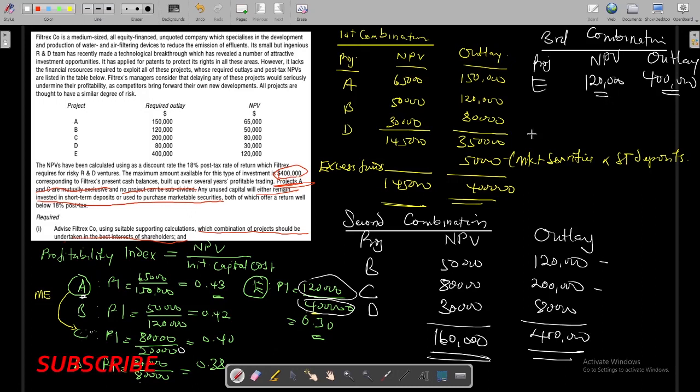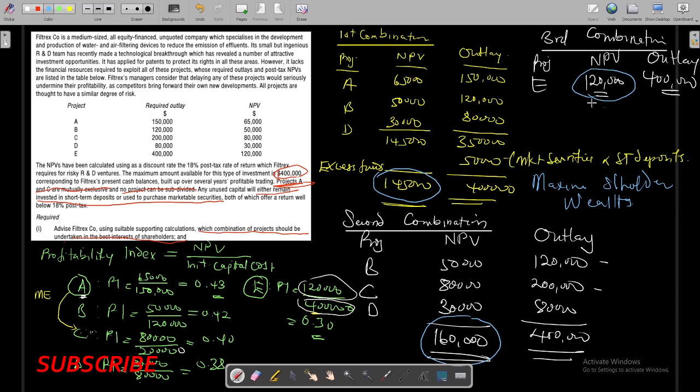Now they're asking, which of these combinations should be undertaken in the best interest of shareholders, to maximize their wealth? Now, shareholders' wealth is maximized when companies invest in the most profitable projects that give the highest returns. So we are only going to compare the returns that we are going to have for the three combinations and choose the combination that gives the highest returns.